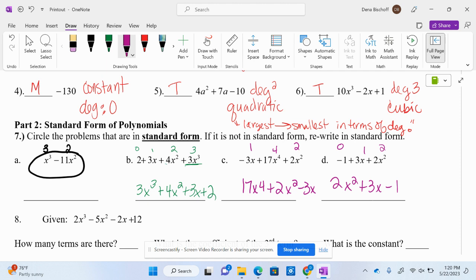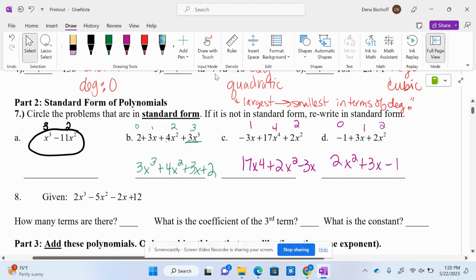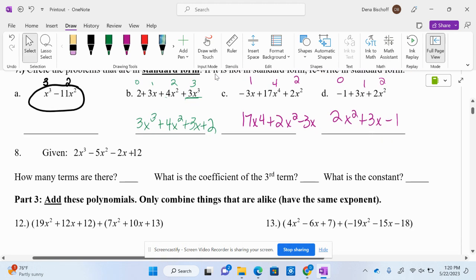To the fourth. Perfect. 17x to the fourth plus 2x squared minus 3x. And letter D, Alexis. Absolutely perfect. 2x squared plus 3x minus 1. Yeah, perfect. Okay.